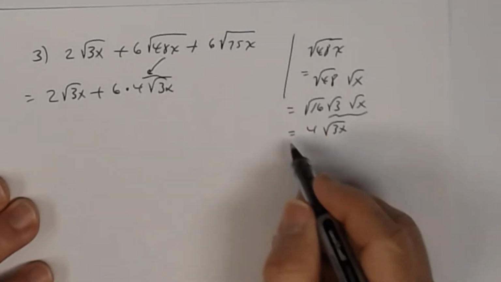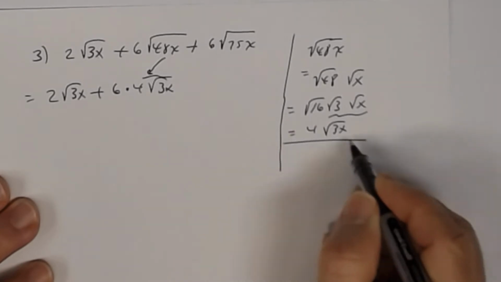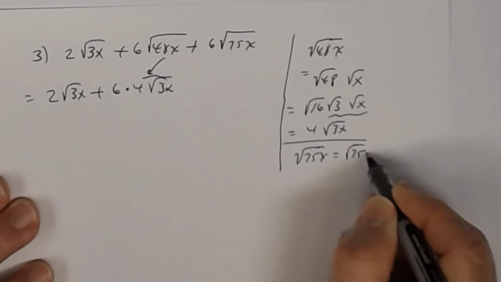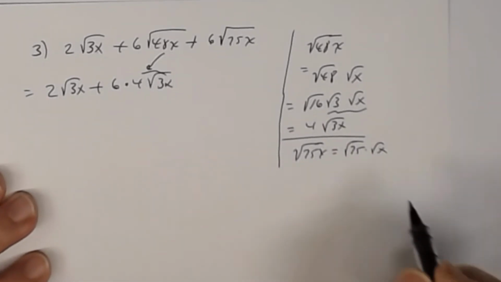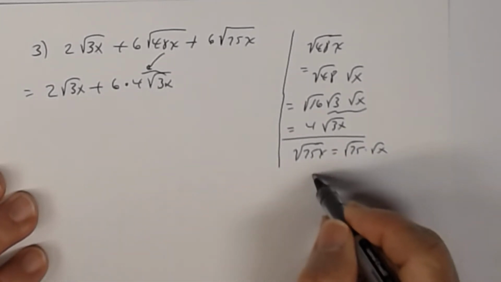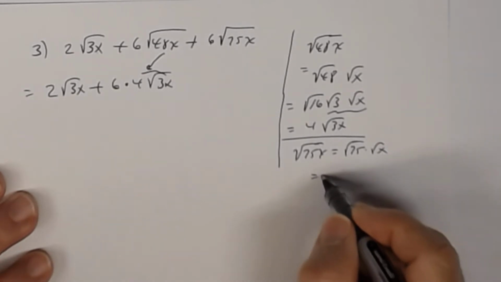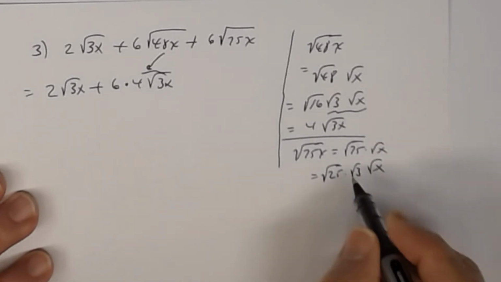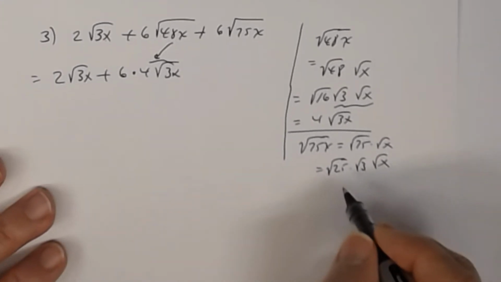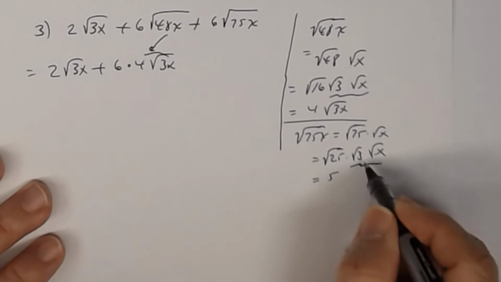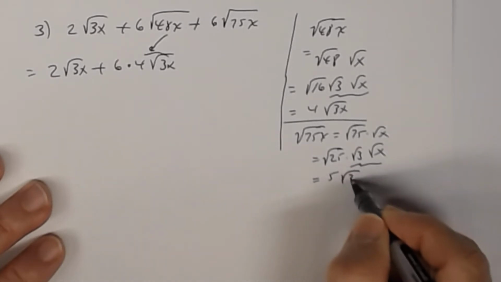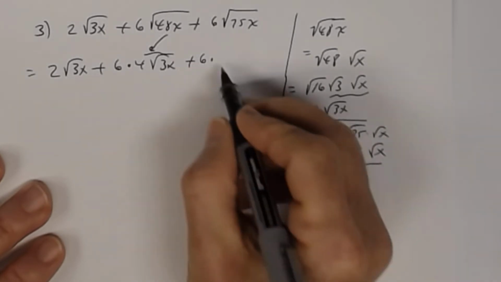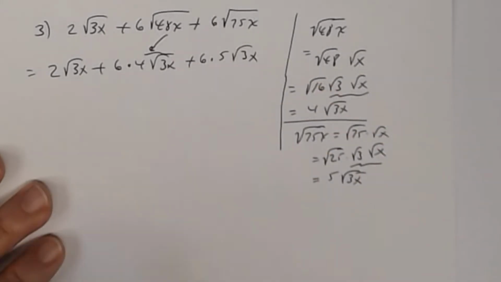And then let's talk about the square root of 75x. All right, square root of 75x, I can write as square root of 75 times the square root of x. Okay? And for the square root of 75, the largest perfect square that goes into 75 is 25. So we have square root of 25 times the square root of 3 times the square root of x. And so the square root of 25 is 5. So I get 5. And again, I can write this as 1 square root, so it'll be square root of 3x. So that's this. So this becomes 6 times 5 square root of 3x.